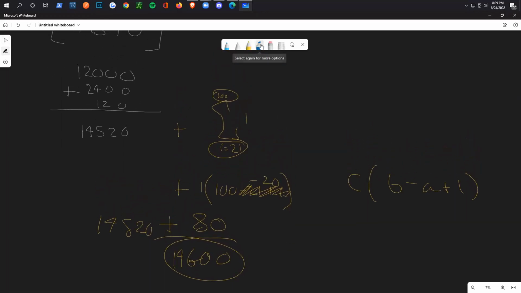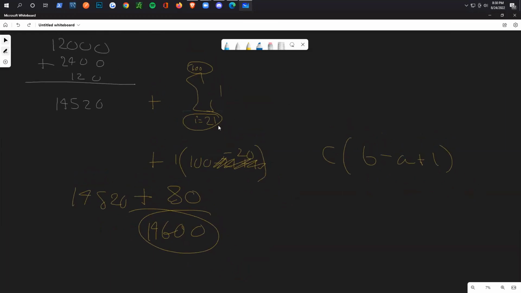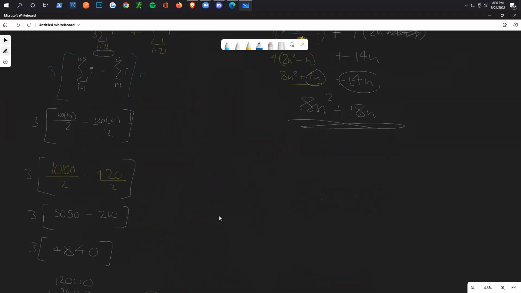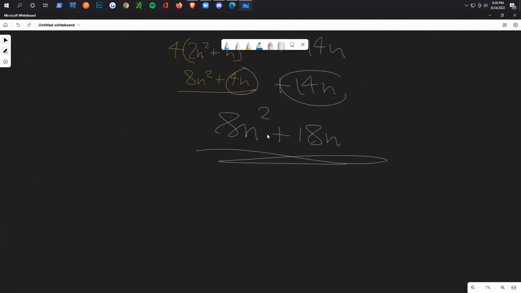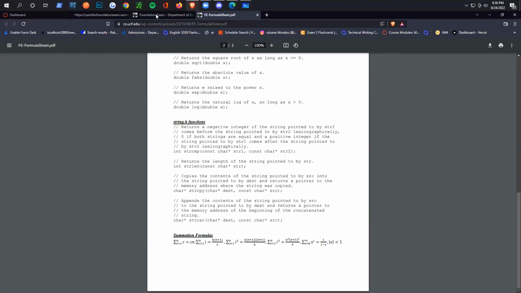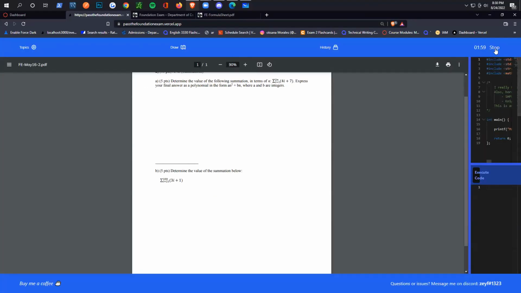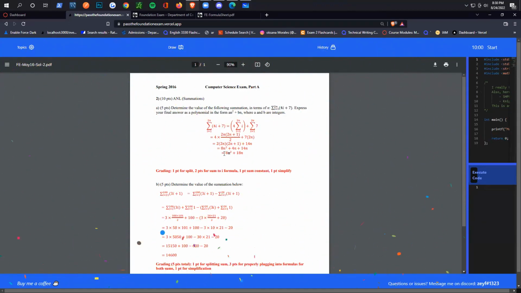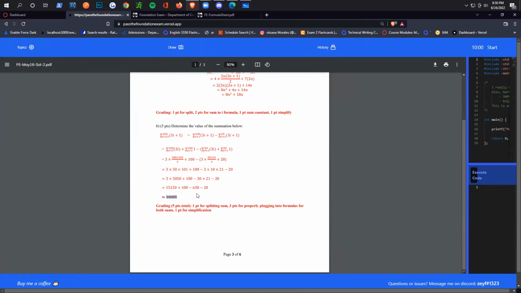So if you have a constant, it doesn't matter if it's 1, doesn't matter if it's 10 to the 40, like it doesn't matter what it is, just use this formula and that'll do it for you. It could be 6, it could be 10, it doesn't matter. But you don't have to split this up in the whole prefix thing I was talking about. So first summation 8n squared plus 18n. Second one, we had 14,600. So let's see how we did. That's right. And this is right as well.